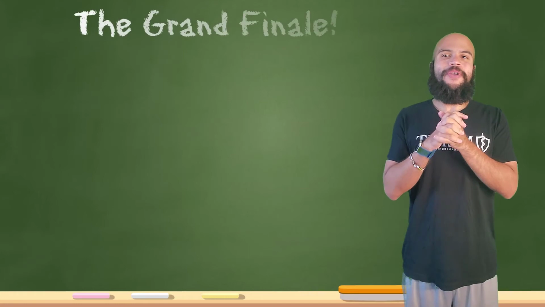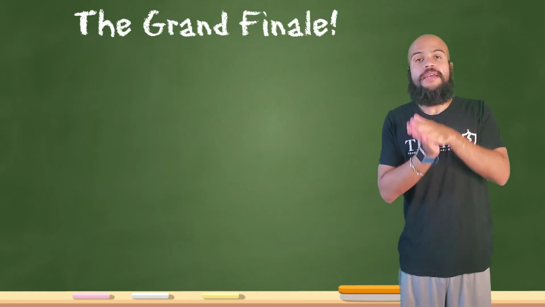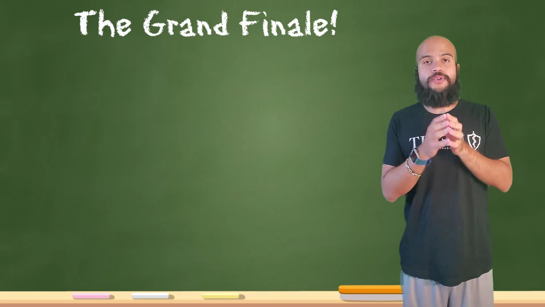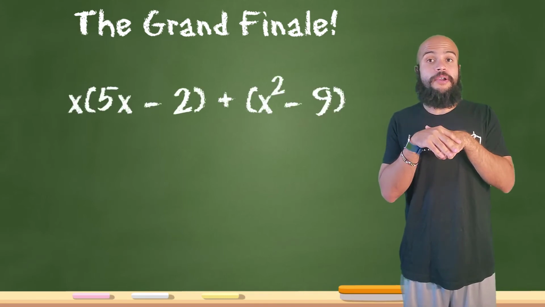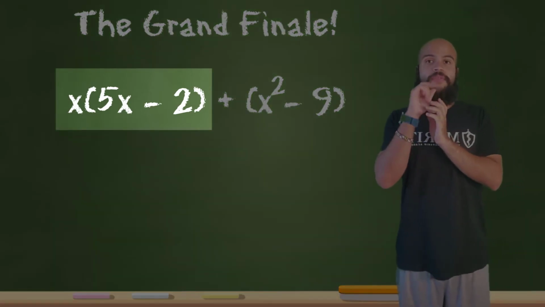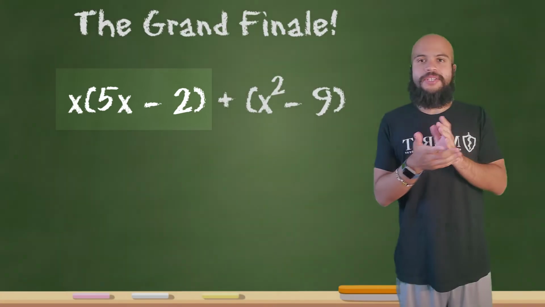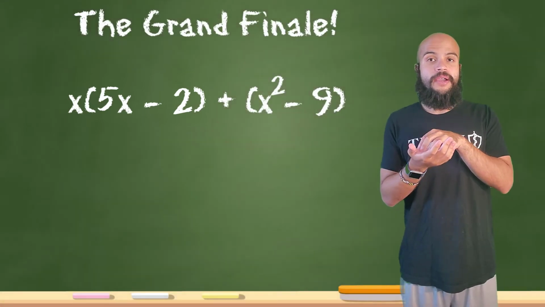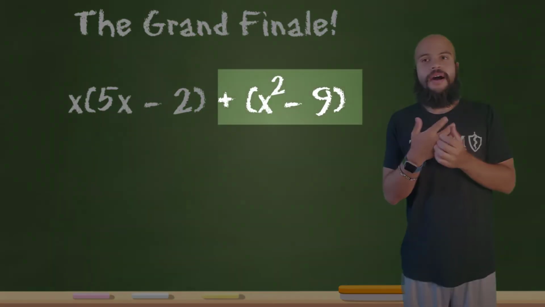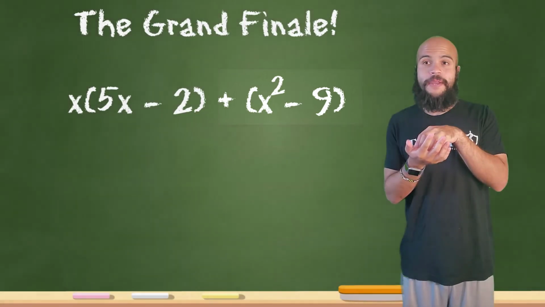Final example, we are going to revisit distribution of a variable term, meaning the term you're going to multiply to everything inside the parentheses is going to be a variable. Here, we are going to have to distribute an x to both 5x and negative 2. The x is not distributed to the x squared or negative 9, as they don't belong within the same set of parentheses. So just keep that in mind.